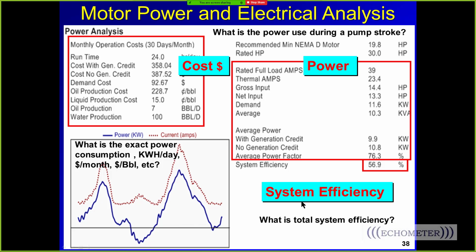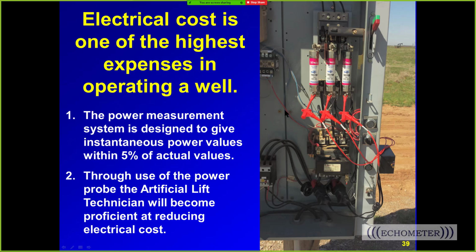We've already talked about this slide. This is the electrical parameters that you measure. It's nice that it tells you the minimum motor size that you need for the well, and the system efficiency is important. There's also demand charge here, and then there's a demand charge over here.